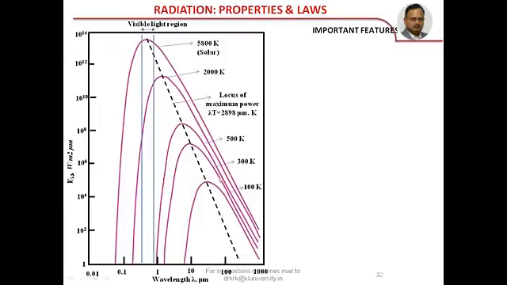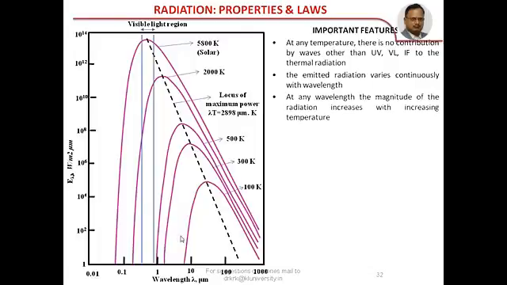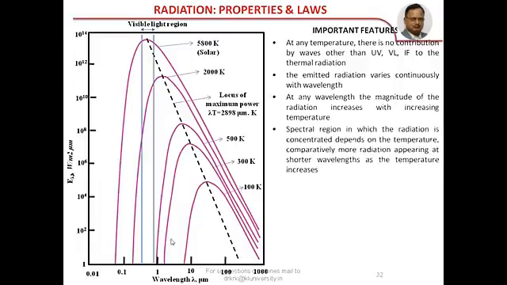The same thing is presented in a graphical form, and if you look at this graph, different inferences we can draw are: at any temperature there is no contribution by waves other than ultraviolet, visible light, infrared to the thermal radiation. The emitted radiation varies continuously with wavelength. At any wavelength, the magnitude of the radiation increases as temperature increases. The spectral region in which the radiation is concentrated depends on the temperature.